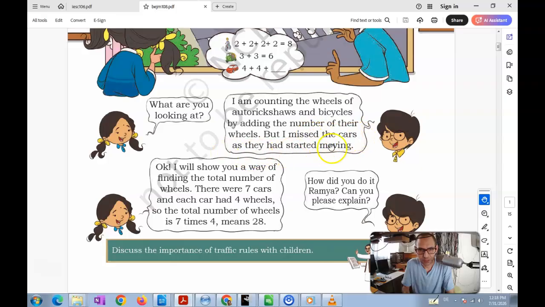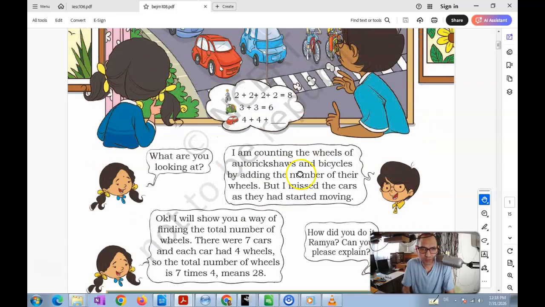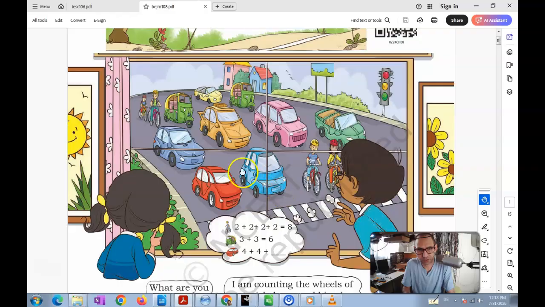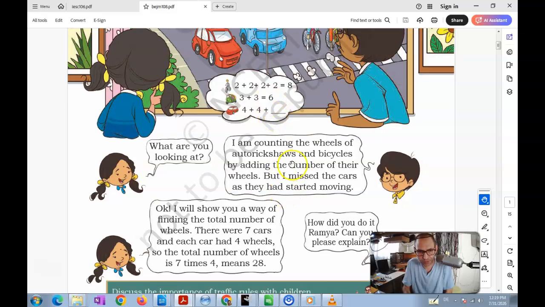But I missed the cars as they had started moving. Now this addition is going to take a little bit of time, because when you get to the cars, there are 1, 2, 3, 4, 5, 6, and 7, for example, cars here, and each has 4 wheels. So then you have to go 4 plus 4 plus 4 plus 4, 7 times, and until you have done your addition, the cars have already moved. You don't have much time, so this addition is not going to be efficient in all possible situations. We have to come up with a better solution.